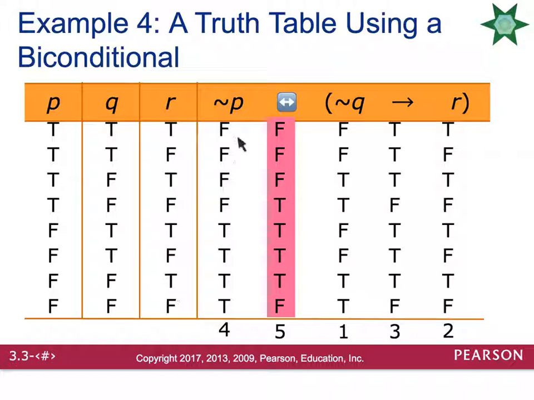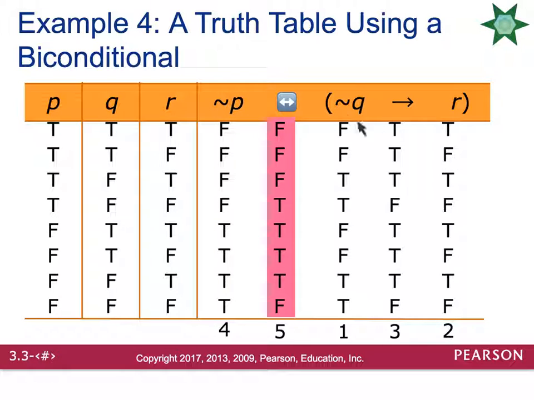Now we're going to take negation P. We have 4 trues and 4 falses, so that gives us 4 falses, 4 trues. Negation Q would give us false, false, true, true, false, false, true, true. We're changing these to the opposite. R we're just copying over.